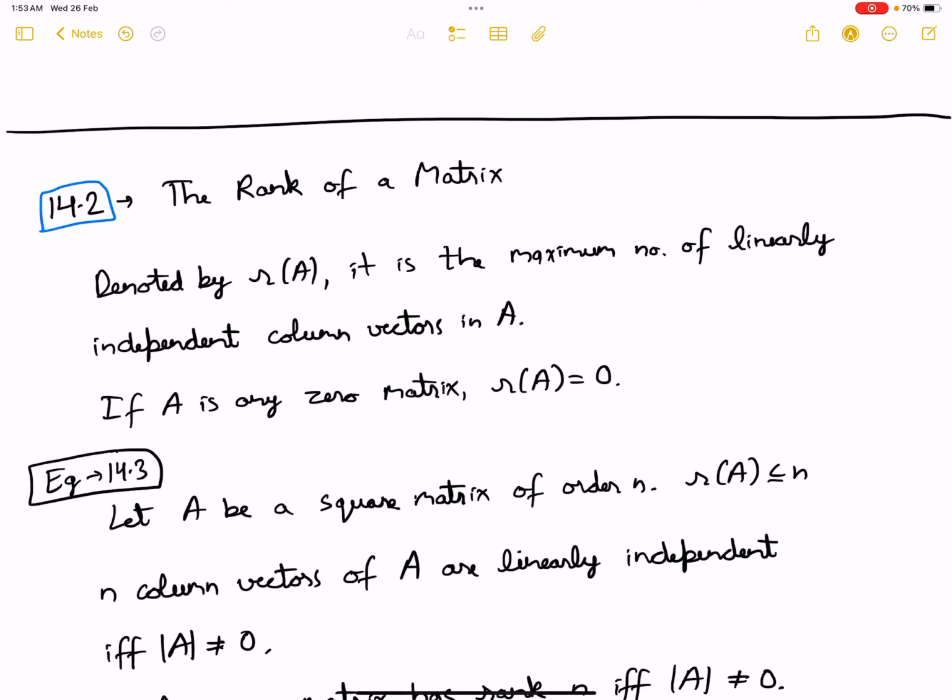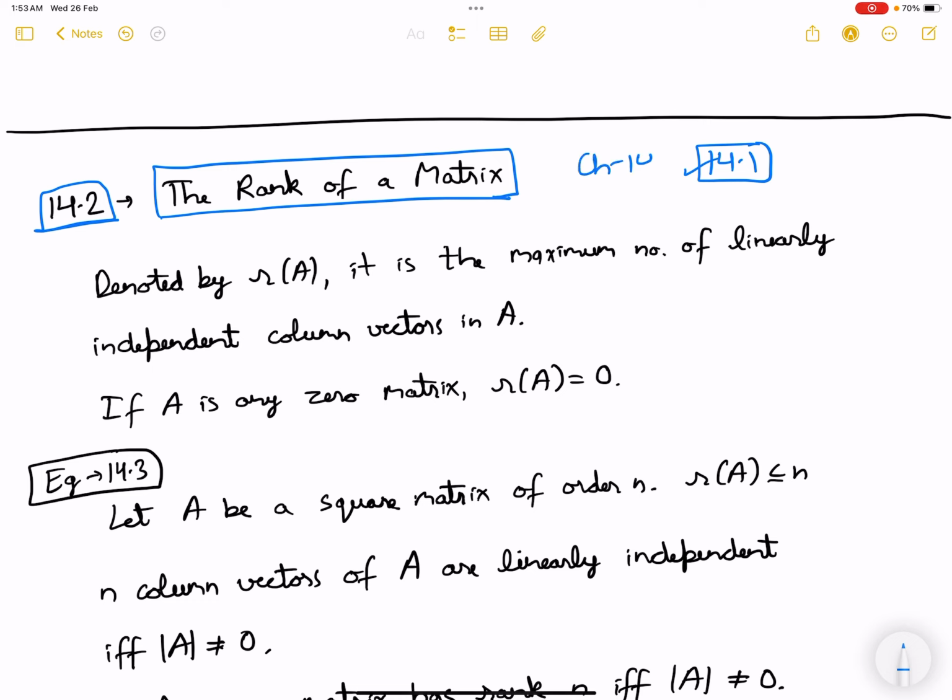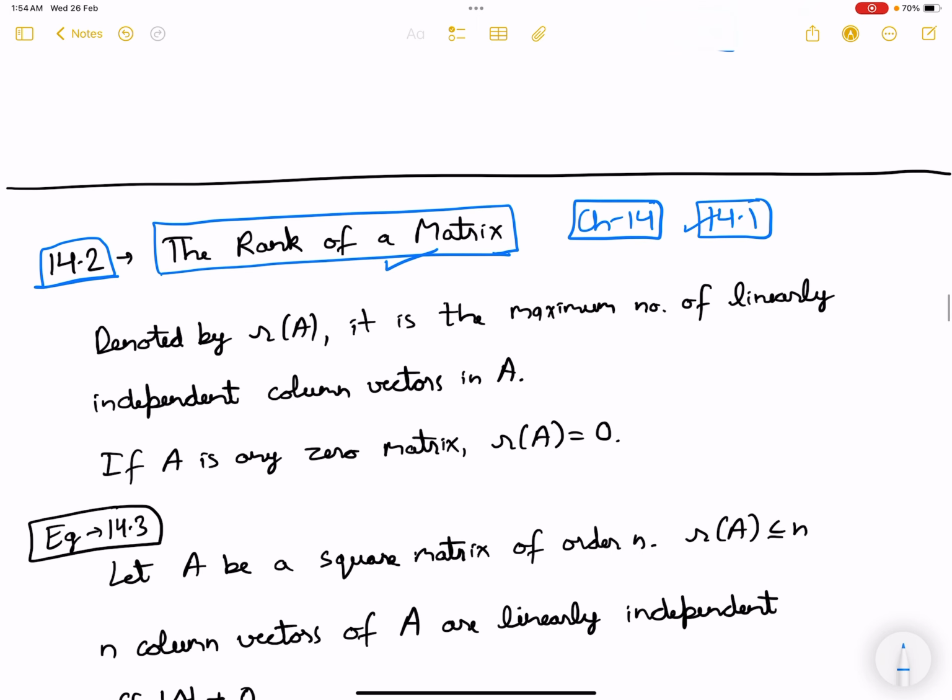Hello everyone. So in the last video we discussed 14.1. We've covered 14.1. Now moving to 14.2, the rank of a matrix. It is a very important topic. The whole of chapter 14 is very important, and the rank of a matrix helps us in finding the solution, whether it exists or not, and whether it is unique or not. This we will cover in 14.3.